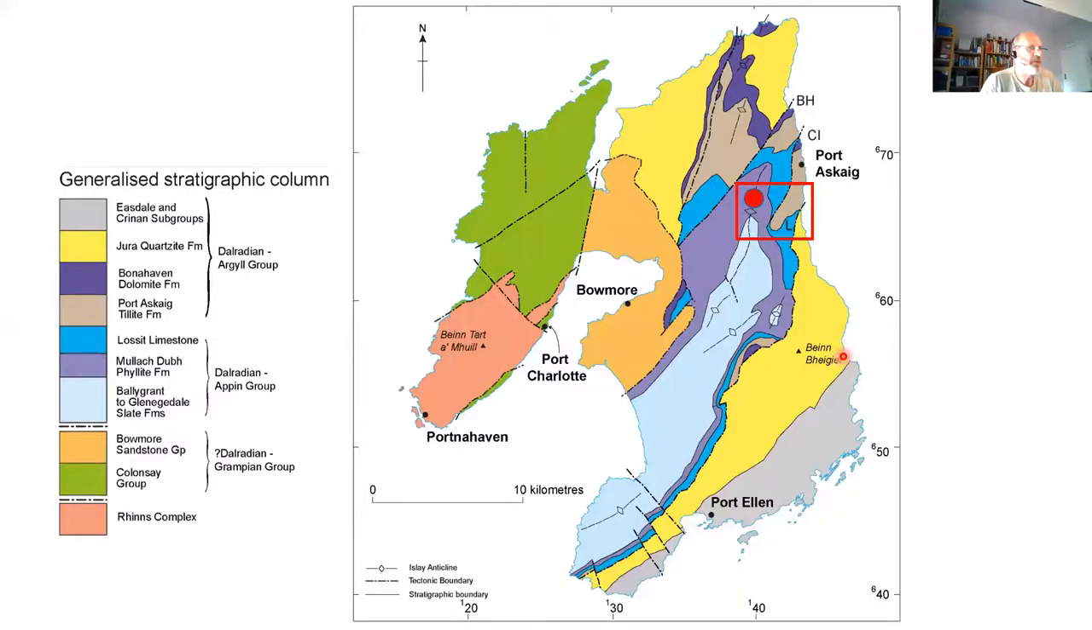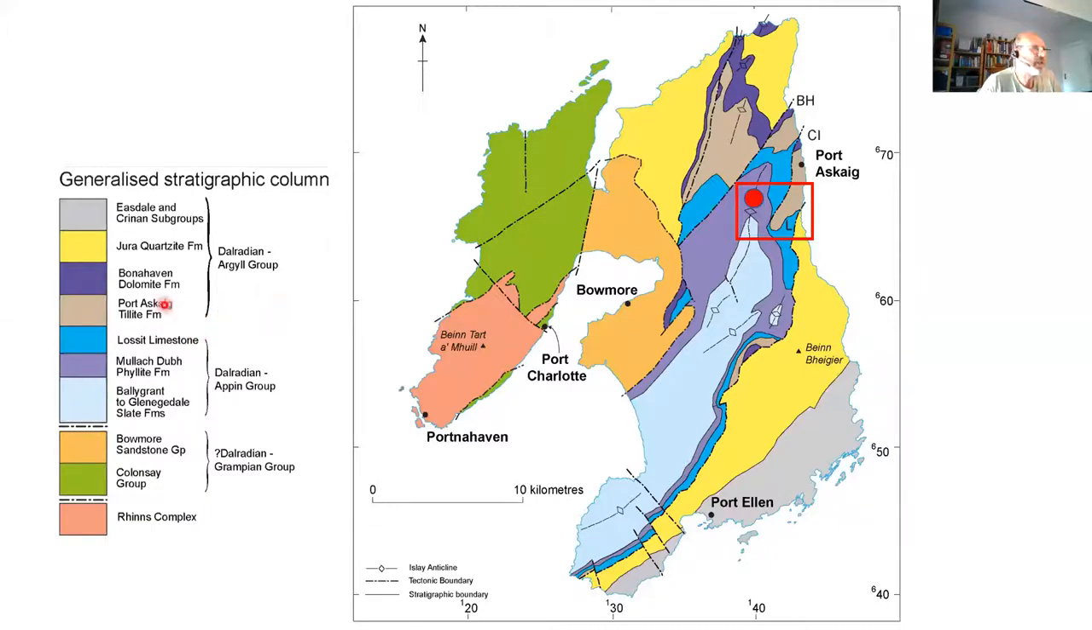So we start off with the geological map of Islay, just to show you where we are. Ballygrant is up here in the top right-hand corner of Islay, and what we're going to do is in roughly this red square here. We're in the Dalradian part of the Precambrian succession of Scotland, in the middle of the top of the Appin group and the middle bottom of the Argyll group, looking at the area around what is marked in quite blue there as the Losset Limestone and the Port Askeig Tillite Formation.